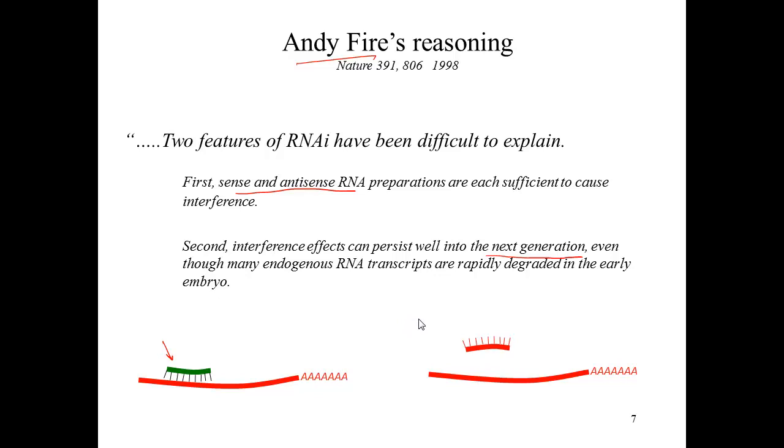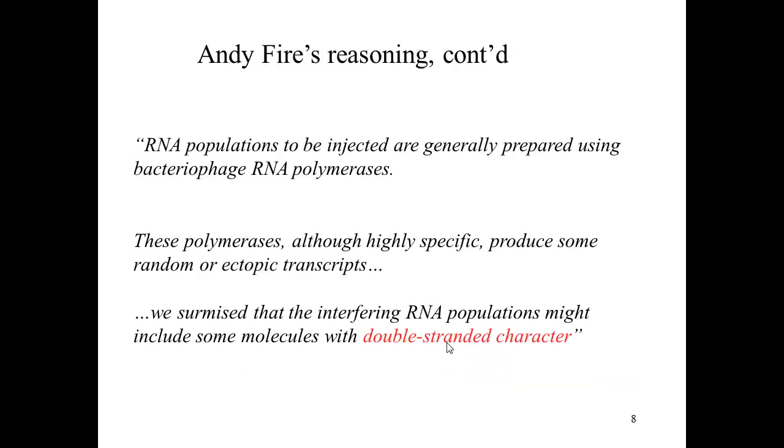This is a good drawing of how a sense oligonucleotide would not be expected to bind and produce any effect. And then they had a great insight into the problem. They thought maybe the sense and antisense oligonucleotides that they were putting into the cell might not be single-stranded after all. They were making their antisense RNA molecules using an RNA polymerase on a construct they had created, and it is known to produce random transcripts. So they guessed that perhaps the interfering RNA populations might be double-stranded.